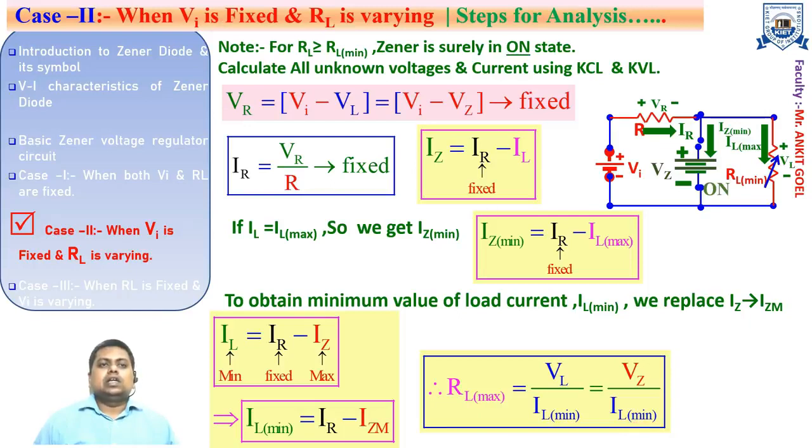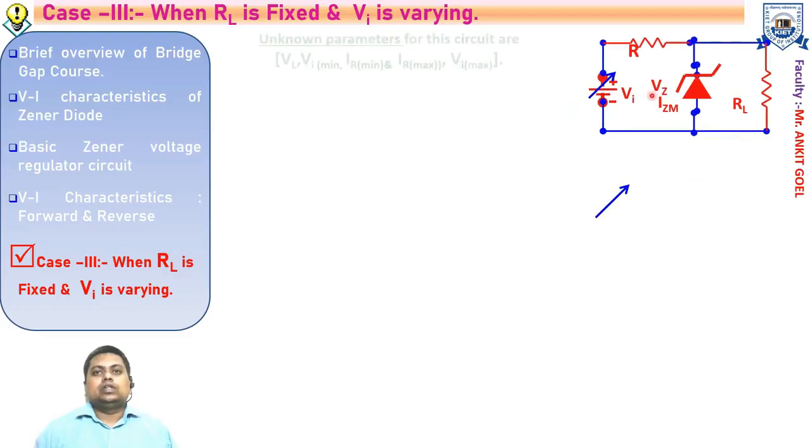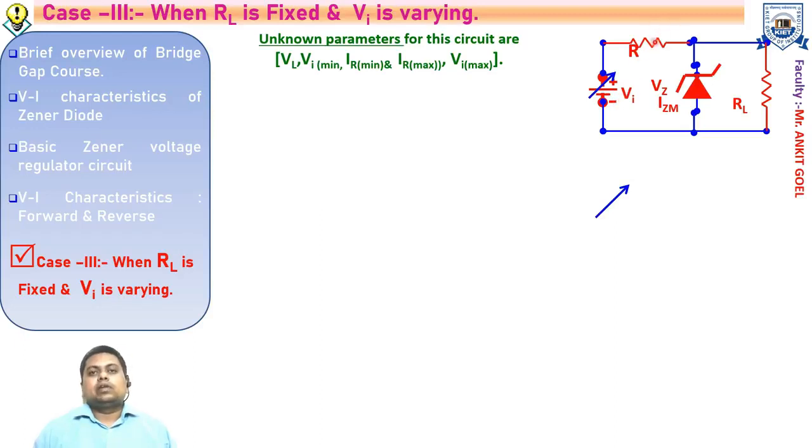Let's discuss the third case, in which the load is fixed but the input voltage is fluctuating. So the unknown parameter for this case is the minimum and maximum value of the input voltage, and the minimum and maximum value of the voltage across the series resistance, or the current across this series resistance. The load is going to be fixed, so the voltage is going to be fixed here. So first you need to find the value of the Vi.